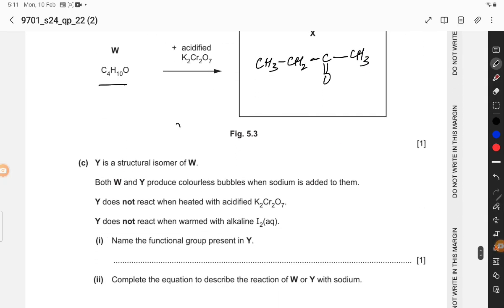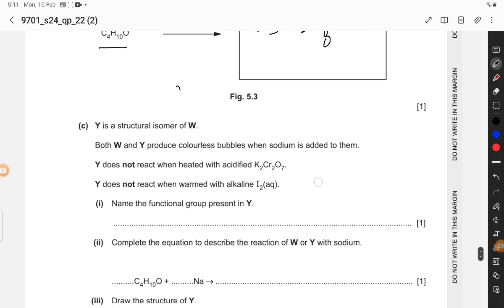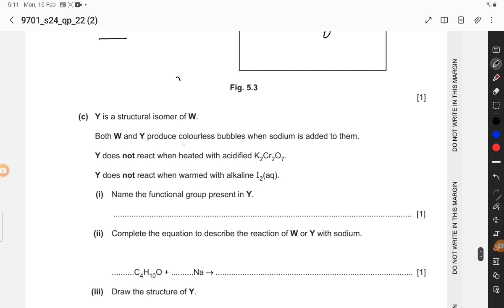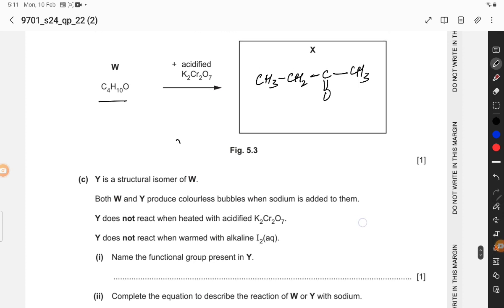Y is a structural isomer of W. Both W and Y produce colorless bubbles when sodium is added to them. Y does not react when heated with acidified potassium dichromate. Y does not react when warmed with alkaline iodine. Name the functional group present in Y. Y is a structural isomer of W.